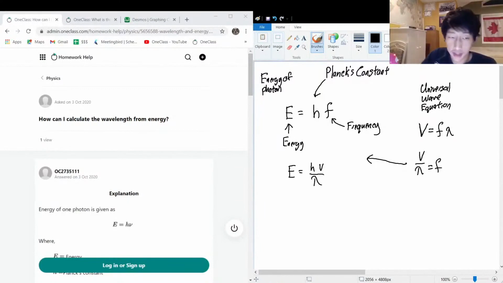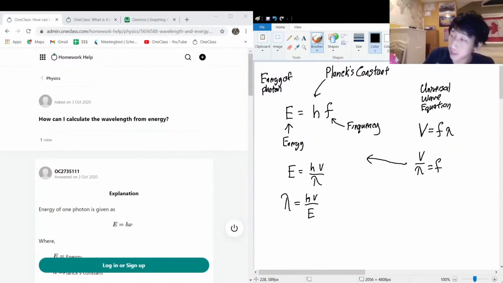And it's asking us, how do we calculate the wavelength given energy? So we're trying to isolate the wavelength here. So let's send it to the other side: we can multiply both sides by wavelength, and divide both sides by energy. So the E is going downstairs on the right hand side, and the lambda is going upstairs on the left. The E and the lambda are really just switching positions like that. So we have lambda equals H V over E.